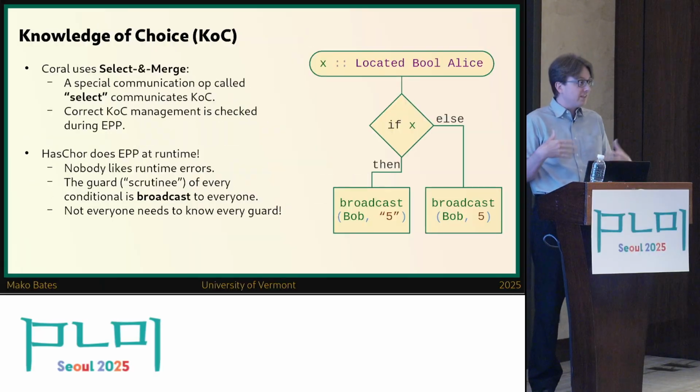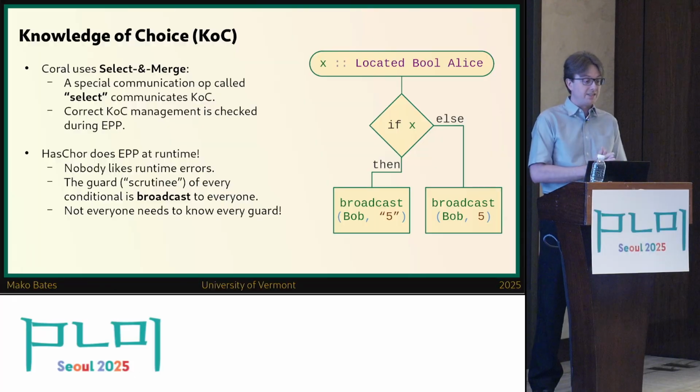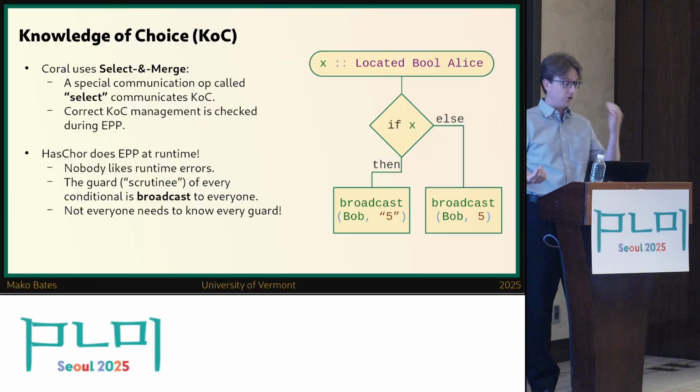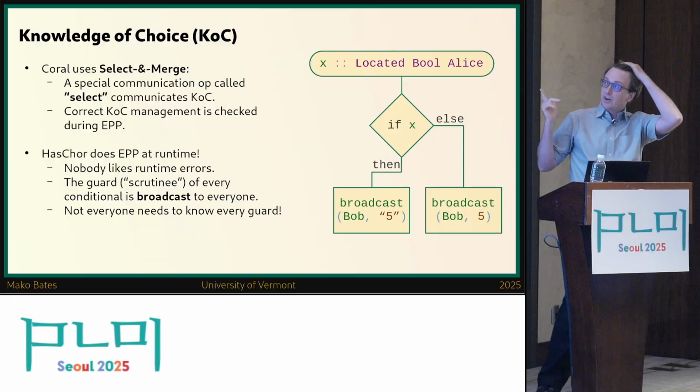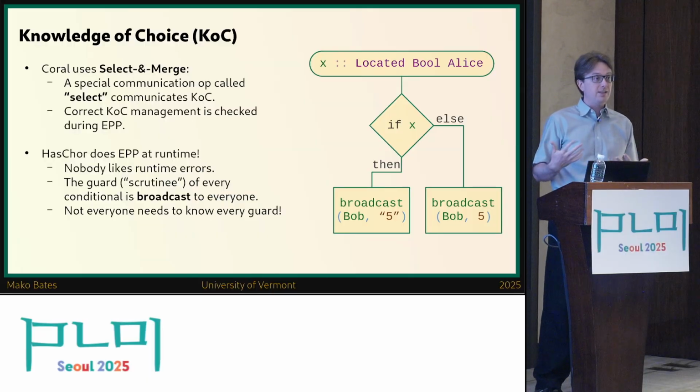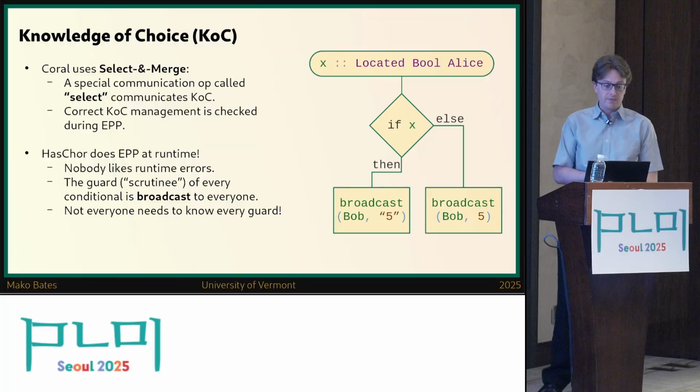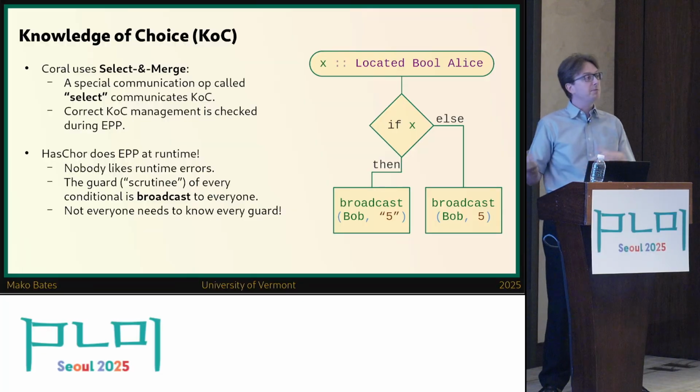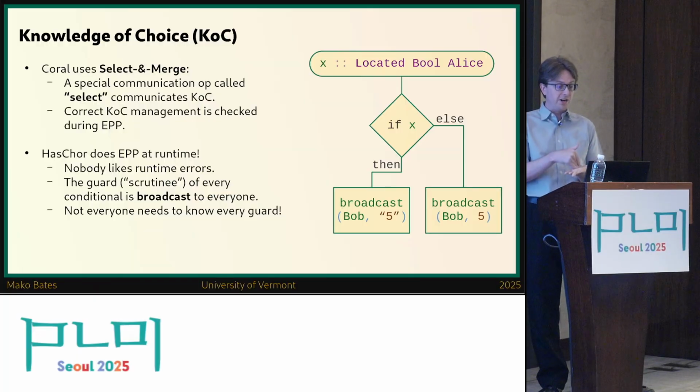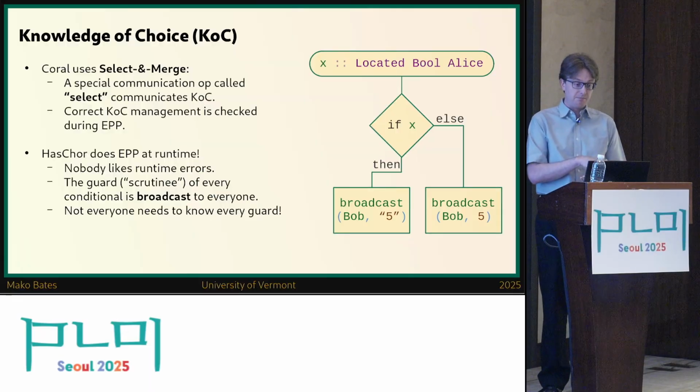The reason why this is hard, the thing about choreographic programming that's not trivial, is managing knowledge of choice. So in this diagram, we're supposing that Alice has some located Boolean called X, and Bob's behavior needs to depend on that X. So when Alice looks at X and chooses which of these branches to take, Bob needs to know that choice and take the same branch.